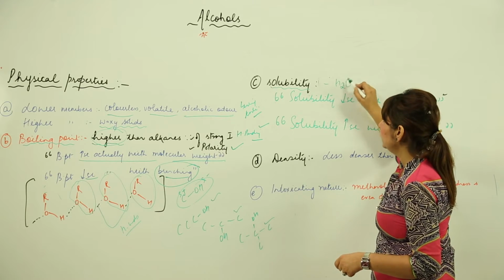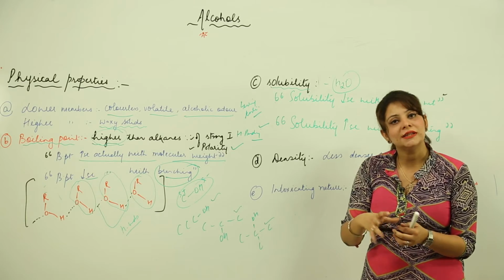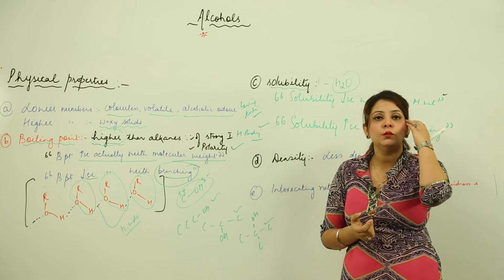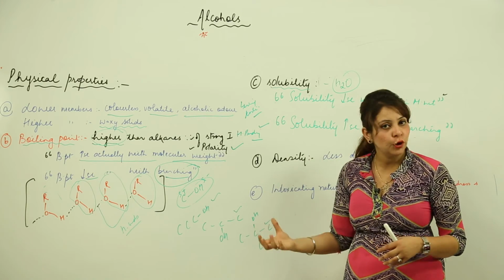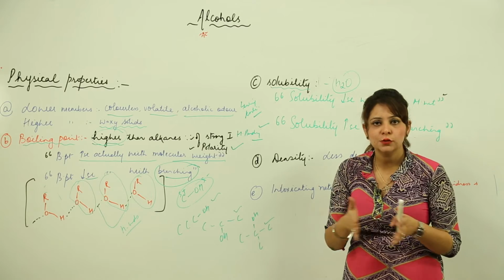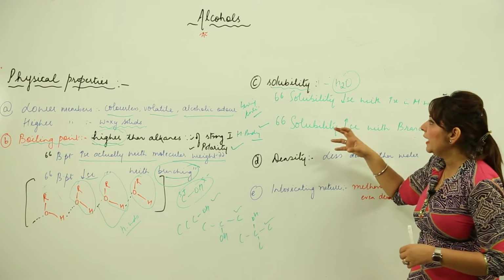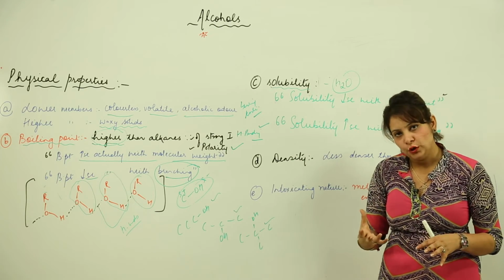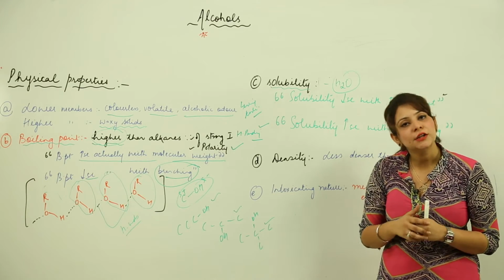Solubility, particularly in water. Generally we see that lower alcohols are soluble in water, and you know that the criteria for solubility in water is whether a substance can form hydrogen bonding with the water or not. This is only the basic criteria. So what we have seen is that when we add the lower alcohols to water, they are able to form hydrogen bonds, and that is why they are soluble.